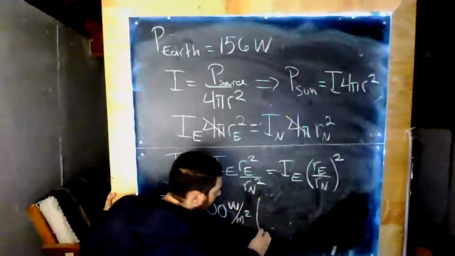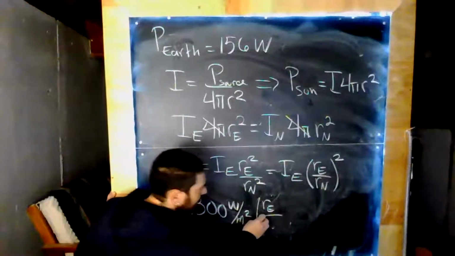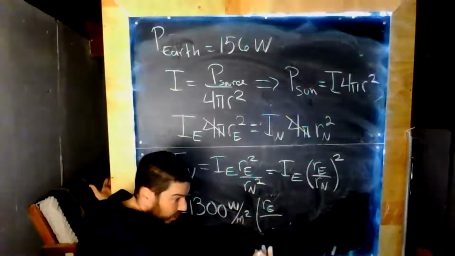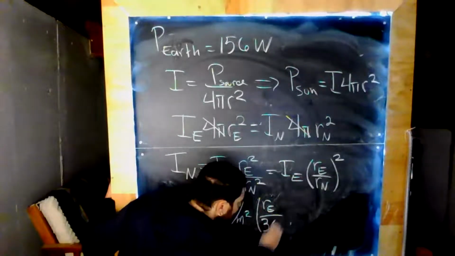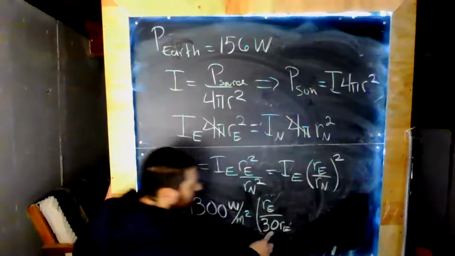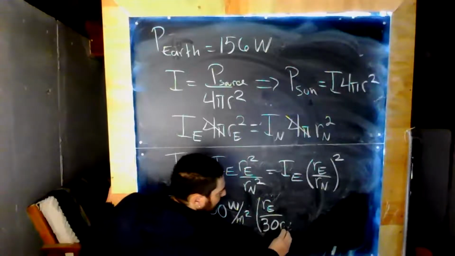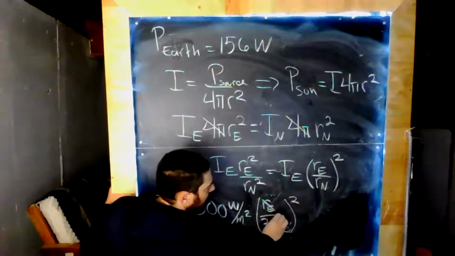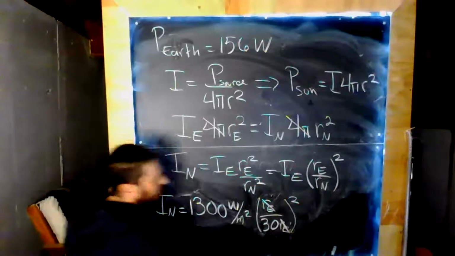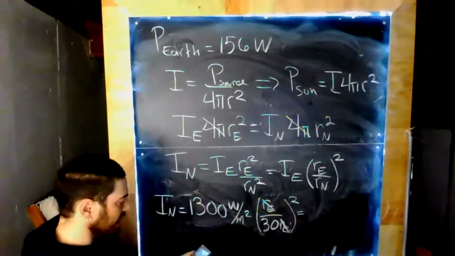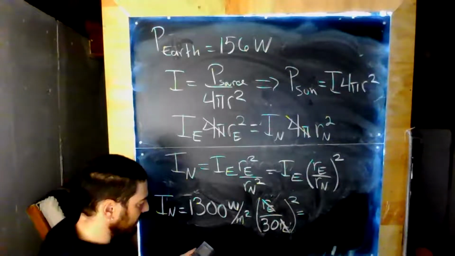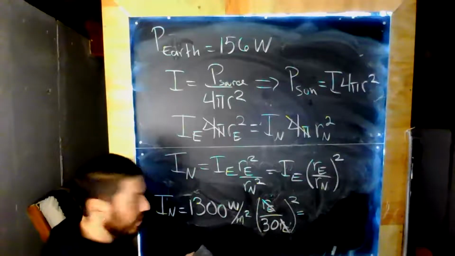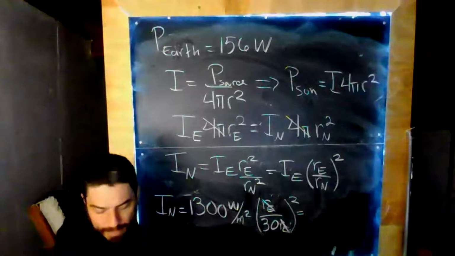Here we could just say, well, the radius of the Earth's orbit is what it is, and the distance to Neptune from the sun is 30 times that. So whatever the radius of the Earth is, the radius of Neptune is 30 times farther. My R Earths cancel, and I can run my calculator. I get 1,300 divided by 30 squared equals 1.4.